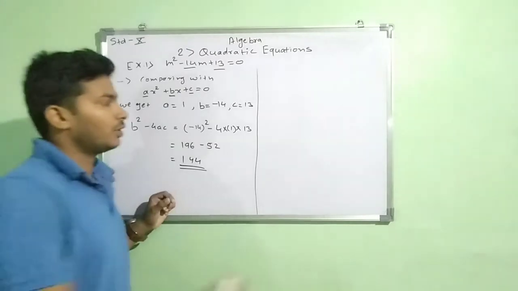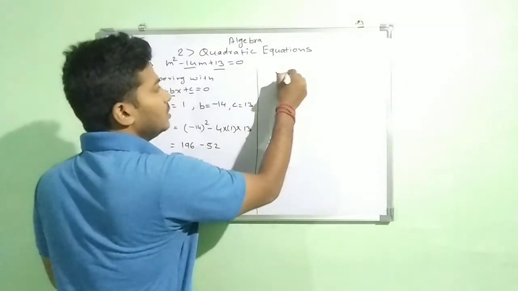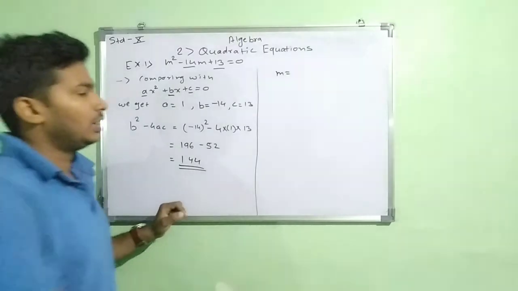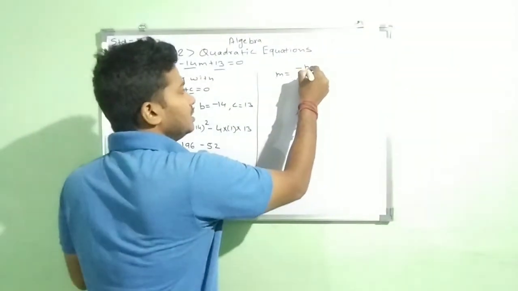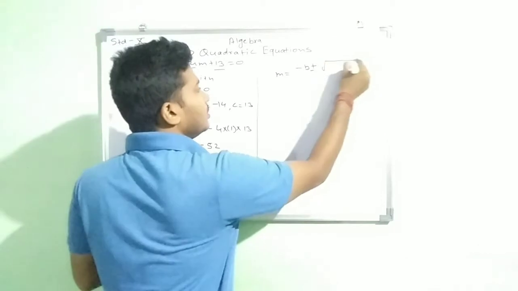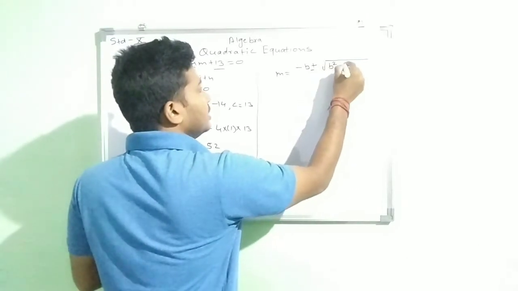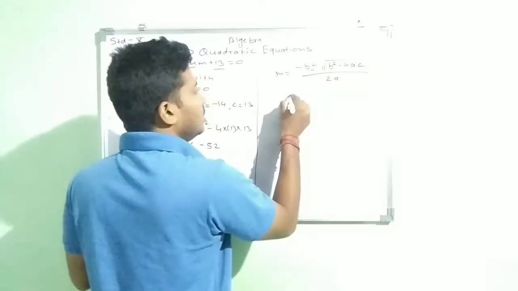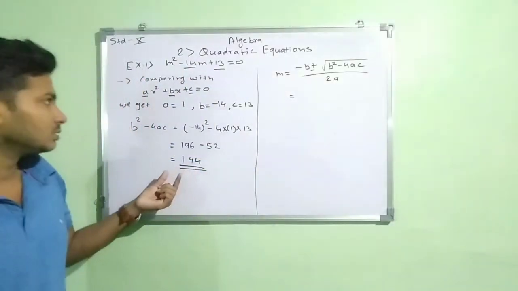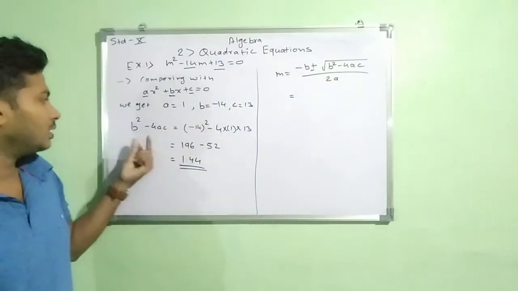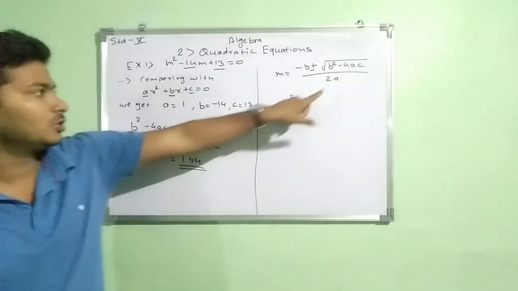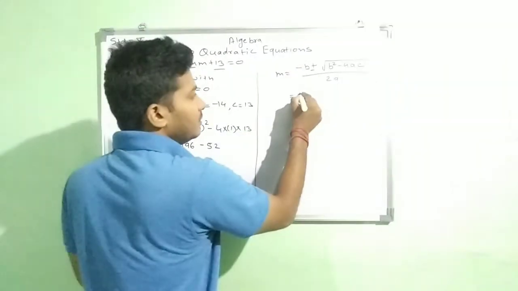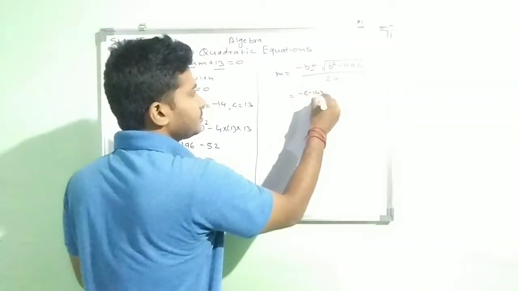And now we know our formula. Our formula is m is equal to, we are taking m here because we have variable m. So m is equal to minus b plus or minus under root b square minus 4ac divided by 2a. Okay. Now we have to substitute the values. That is the value of b, the value of b square minus 4ac and the value of a over here. So the value of b is minus 14, so that minus sign will be there, minus 14 plus or minus.